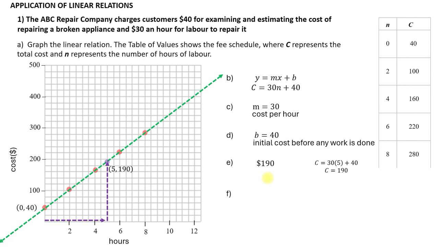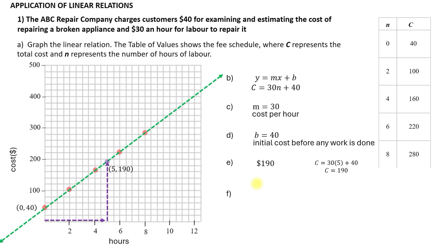So we did that graphically just by looking at the graph, but we could have also done it a different way. We could have plugged the 5 hours into our formula and got a cost of $190.